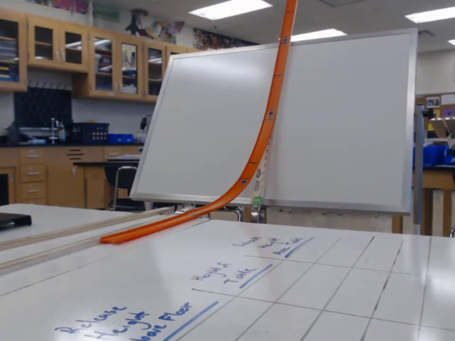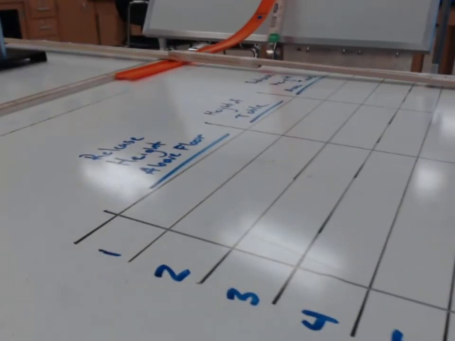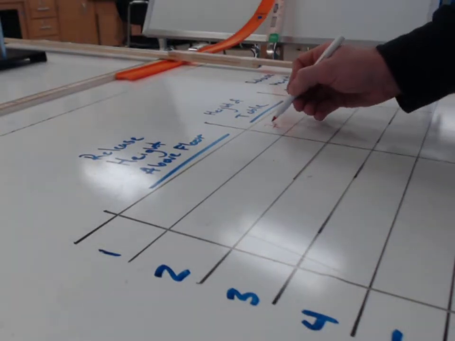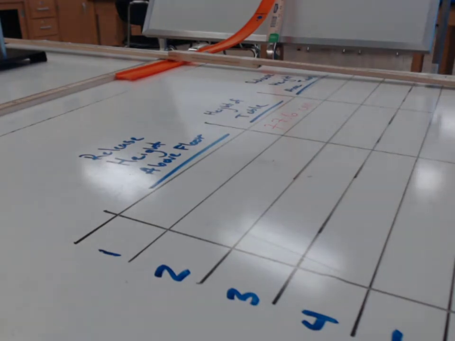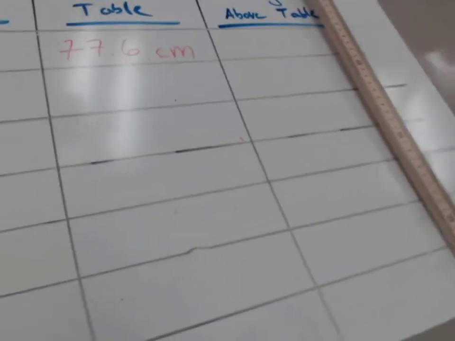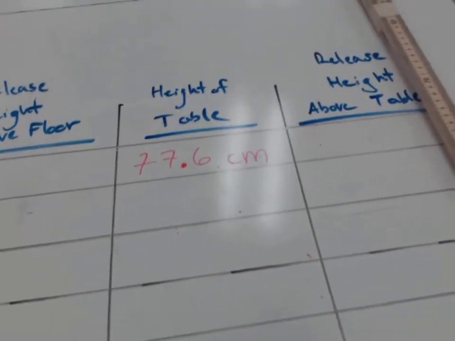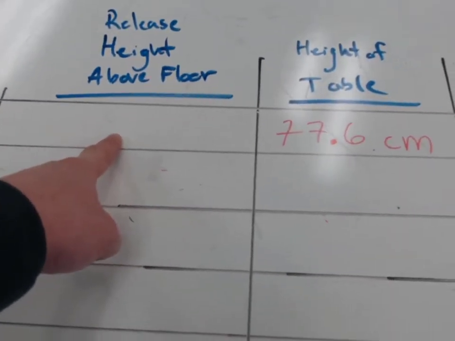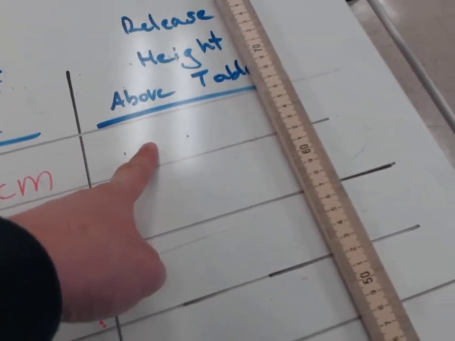I've created a data table for recording this right here for my 7 different release heights. The height of the table appears to be 77.6 centimeters above the ground. So I'm going to record that as the height of my table, 77.6 centimeters. We're going to end up subtracting that number from the total height the car is above the floor, and that way we'll be able to know the release height of the car just above the table.